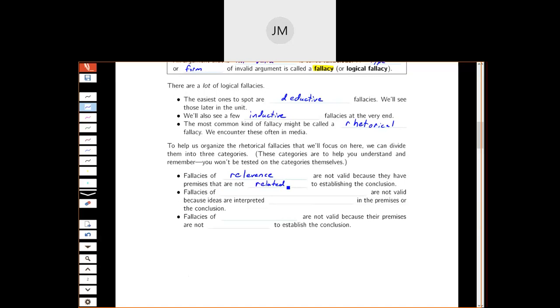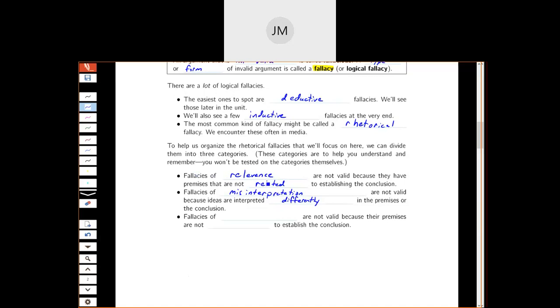So first we have fallacies of relevance. These are not valid because they have premises that are not related to establishing the conclusion. We'll get to examples of these in a minute. So I'm going to first talk about the categories, and then we'll get into some examples. Then we have fallacies of misinterpretation. These fallacies are not valid because ideas are interpreted differently in the premises than they are in the conclusion.